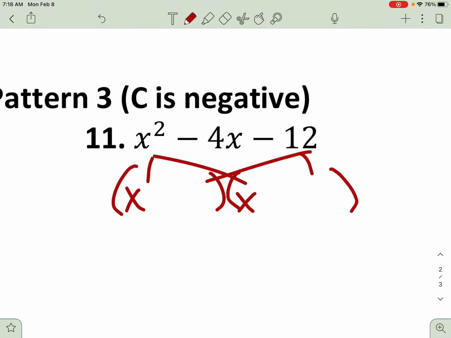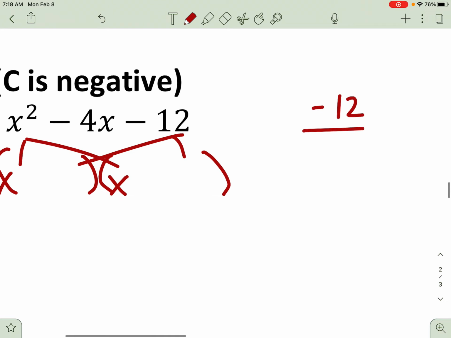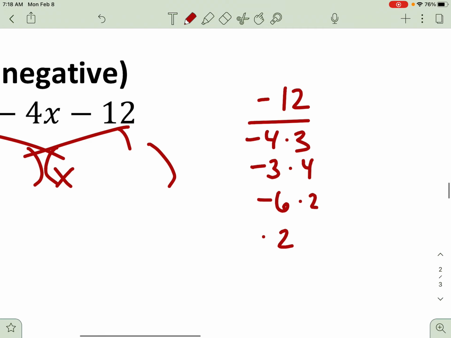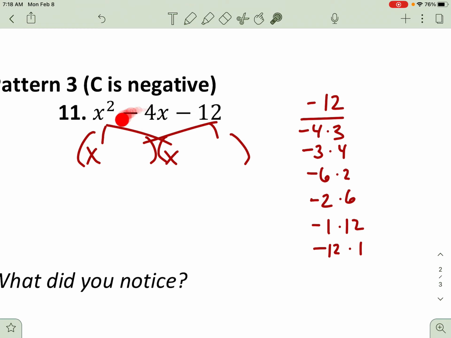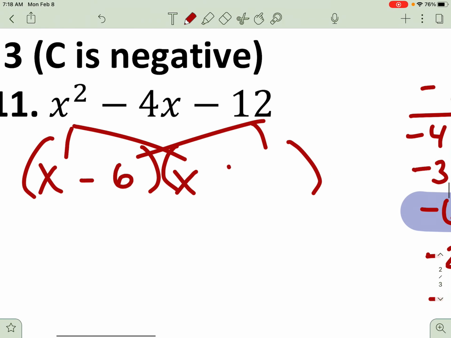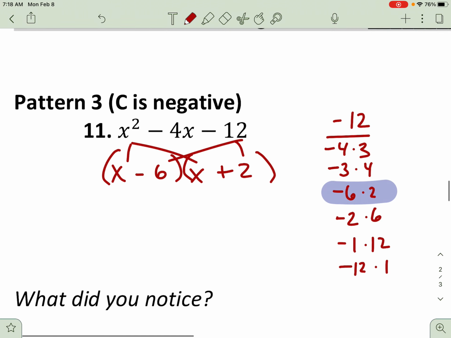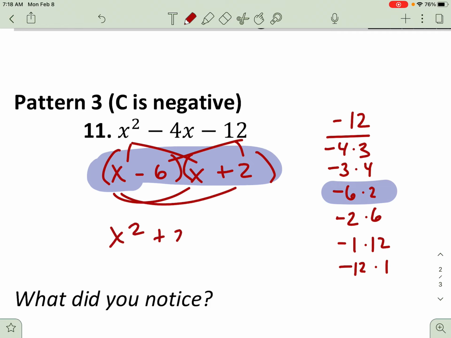Pattern 3, negative. Again, just getting some factoring practice in. So we've got x and x. And negative 12 factors into a negative 4 and 3, negative 3 and 4, negative 6 and 2, negative 2 and 6, negative 1 and 12, negative 12 and 1. Which one of those, when you add them together, gives you a negative 4? Well, it'd be this one, right? Negative 6 plus 2 gives you negative 4. So minus 6 plus 2. Okay, we're good with that.